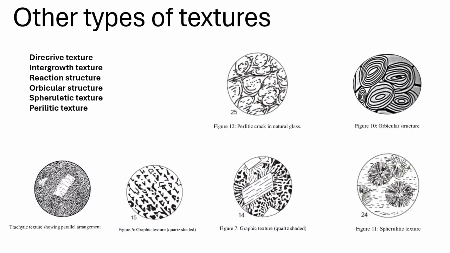Then another type of structure is the reaction structure, which often takes place between an early formed mineral and the surrounding magma. Then comes the orbicular structure, especially seen in granitic rocks. There occasionally occur ball-like segregations consisting of concentric shells of different mineral composition and texture. Then comes the spherulitic texture. It is composed of an aggregate of fibrous crystals of one or more minerals radiating from a nucleus, with glass or crystal in between. Then the last one is the perlitic fracture.